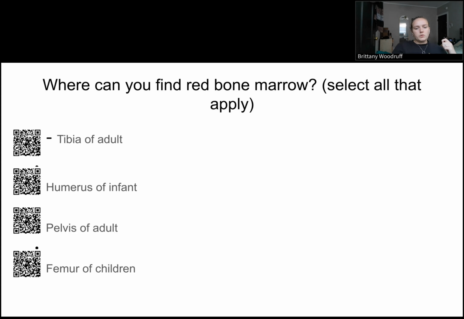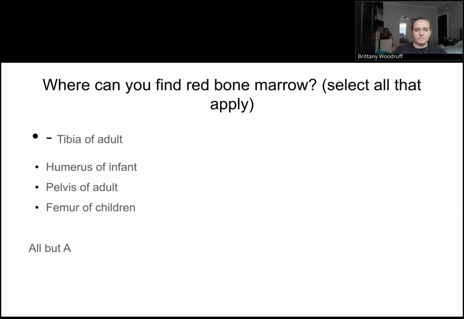Yeah, so the correct answer to this one is actually going to be all except for the tibia. Infants and children, it's very common to see red bone marrow, right? Their entire skeleton basically is red bone marrow. In adults, you see it really in your axial skeleton, like your pelvis, your vertebrae, your skull, places like that, but not in the tibia.